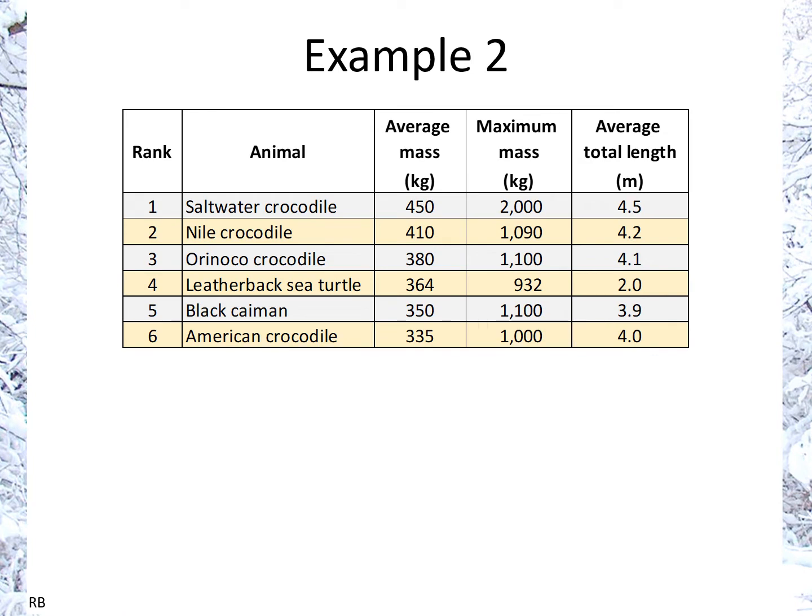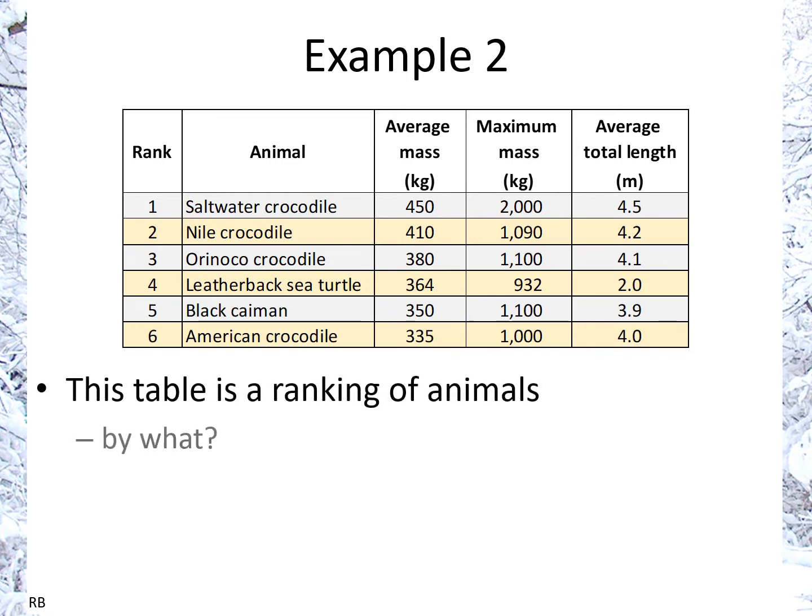Now to our second non-finance example. What do we have here? We start off with rank, a list of animals, of which 1, 2, 3, and the last one, 4 of them are crocodiles. And we have average mass, maximum mass, and average total length. So this is a ranking of animals, and it's a ranking by what? Well, we can see this is the average mass. Why? Because the average mass is consistent with the ranking.